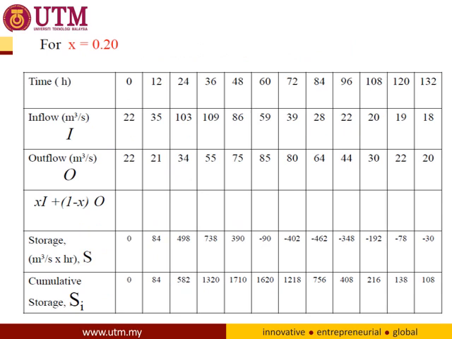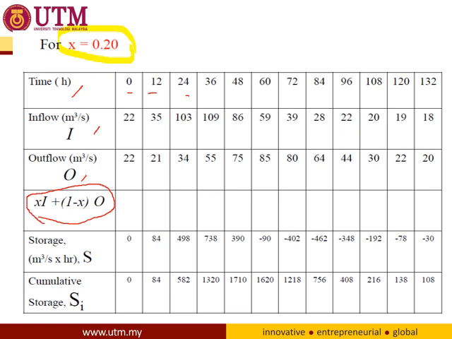For the next step, this is where we start on how to get the right value of x. So this is when we do the trial and error. You need to have this kind of table. You have time, inflow, and outflow. The time is still the same. It's the same table as before, with a 12-hour difference in time, and you need to add this row.